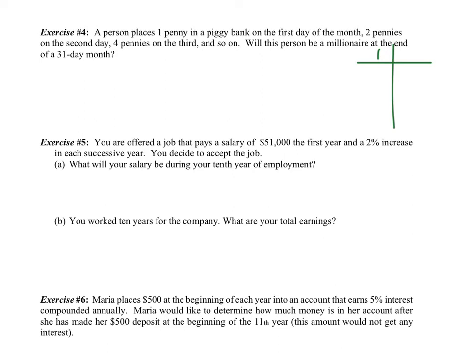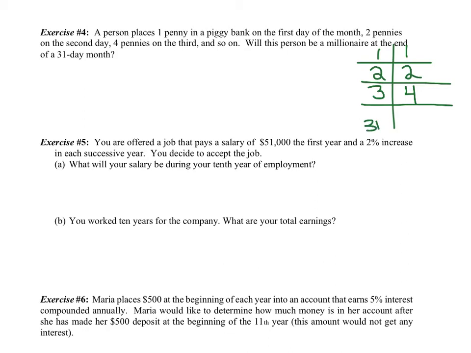It's up to you how you want to put this. If you want to put a 1 for 1 penny, or you can put the 0.01 for the 1 cent. No matter which way you do it, we'll end up with the same answer. So on the second day, there's 2 pennies. On the third day, there's 4 pennies. And they don't tell us anything else except that we are going all the way up to day 31.